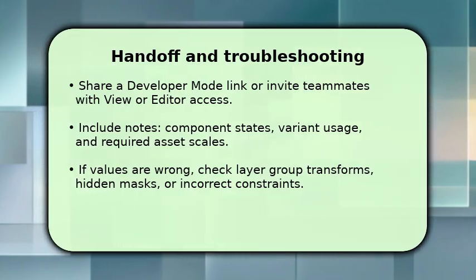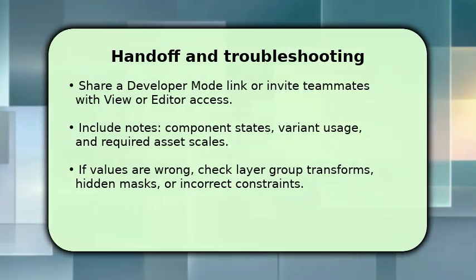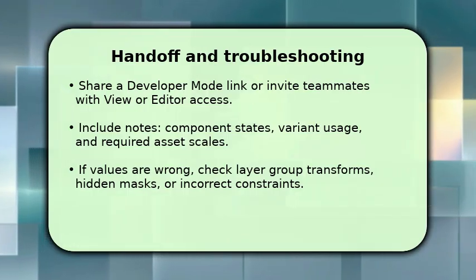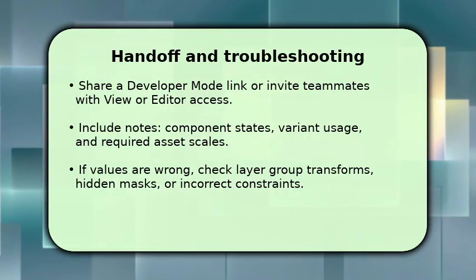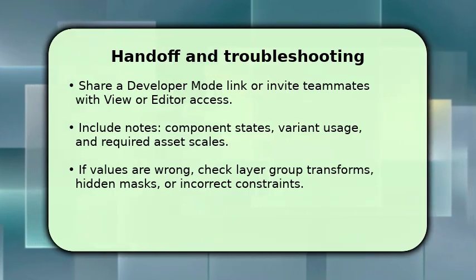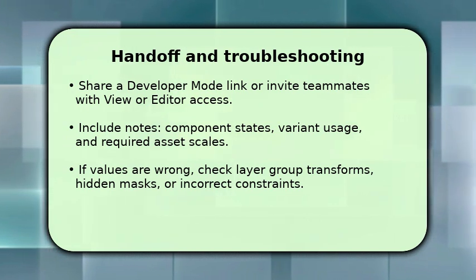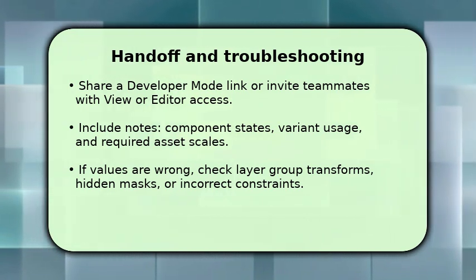If something looks off, troubleshoot by checking for group transforms, hidden masks, or misplaced constraints. These often alter CSS output. If necessary, flatten complex groups or re-export a clean slice to ensure correct measurements and pixel-perfect assets for implementation.